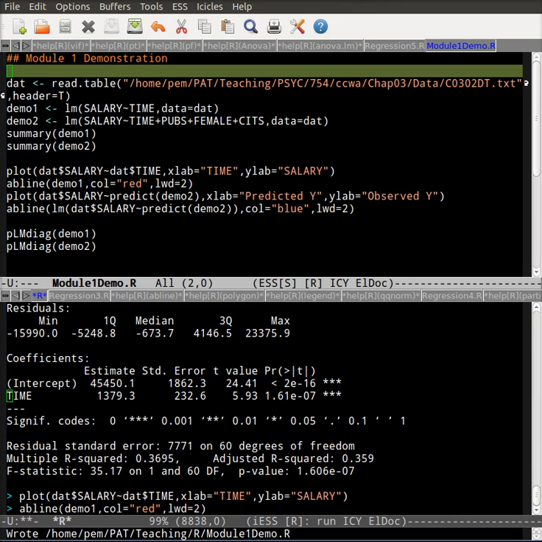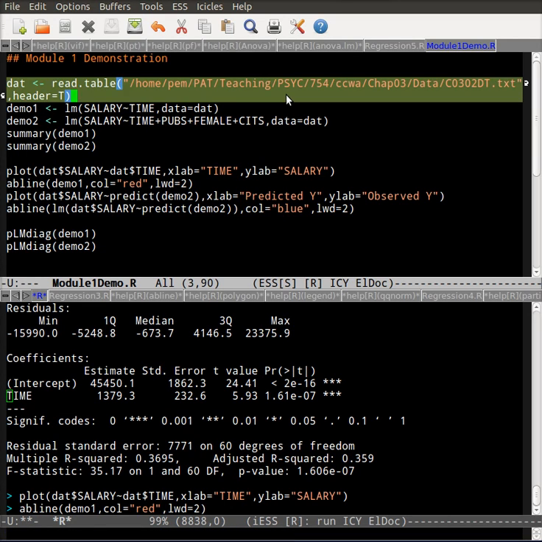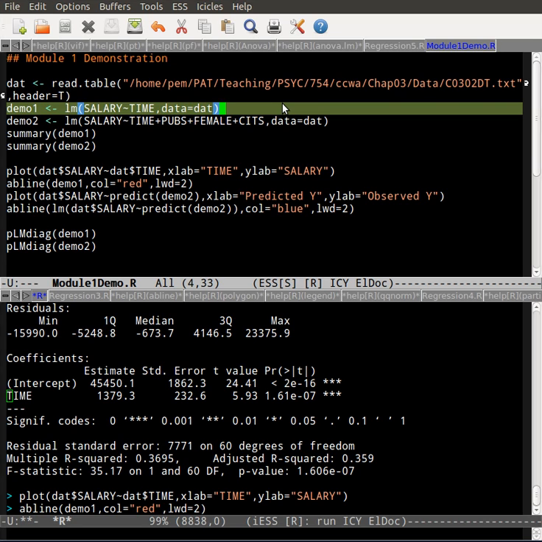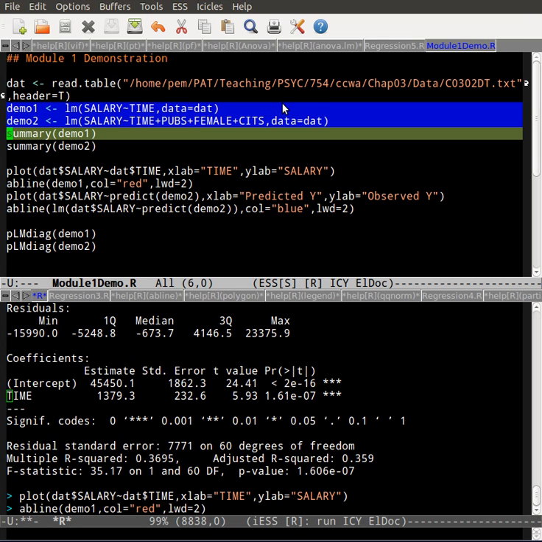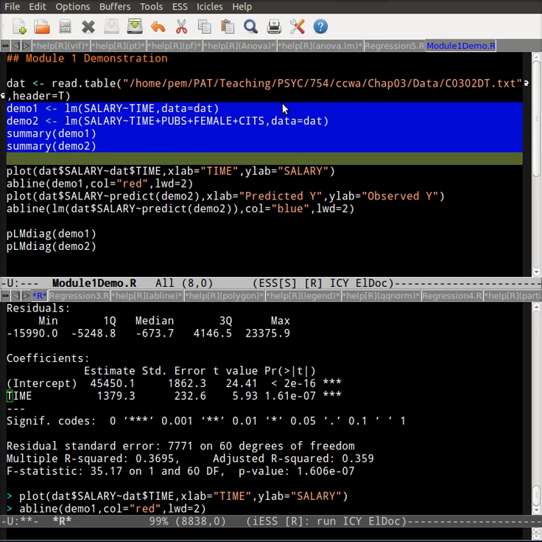All right, now you're ready for my perfectly imperfect Module 1 demonstration. I'm going to begin with some data from the Cohen and Cohen book, from Chapter 3. It's a salary data set, and I read it in, and I'm all set to go. I'm going to run my bivariate and my multiple regression one after the other.